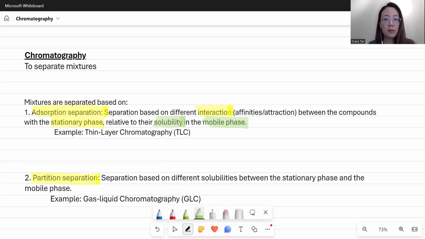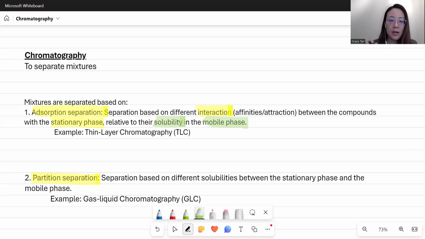So when the compounds are separated, it's either A, they choose to interact with the stationary phase more, or they choose to be more soluble with the mobile phase. Okay, so that is called an adsorption separation. So please take note on the terms you use. Please don't write interact with the stationary and interact with the mobile phase. That is not correct. Stationary phase is the word interaction, affinity, or attraction. Mobile phase, you use the word solubility. The example that we're going to learn here is called the thin layer chromatography, TLC in short.